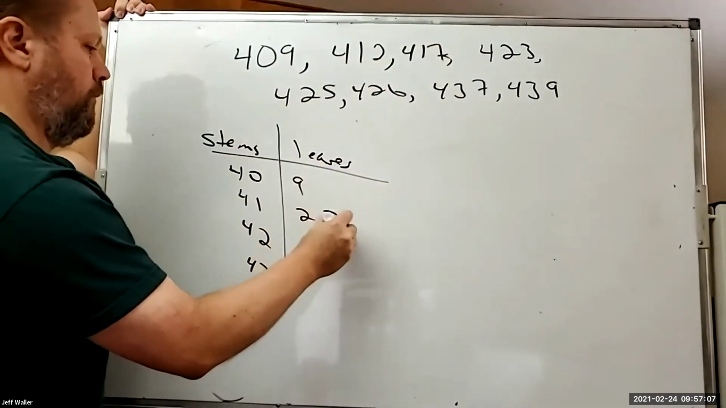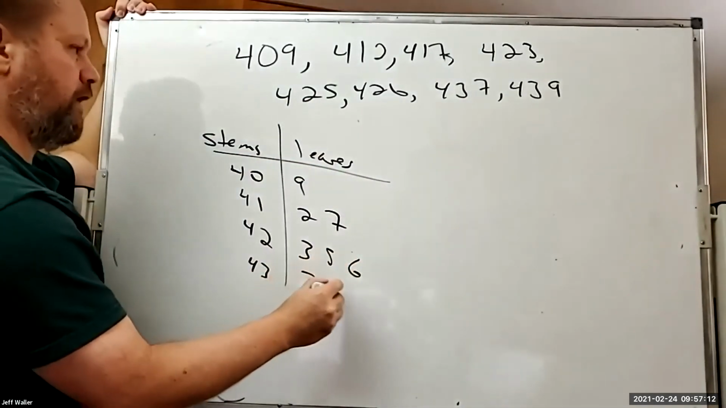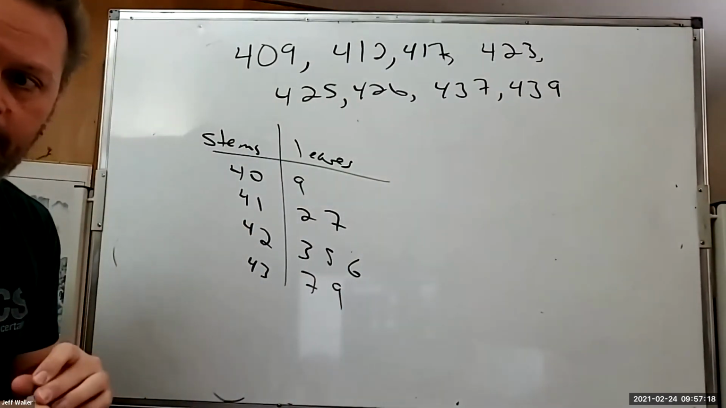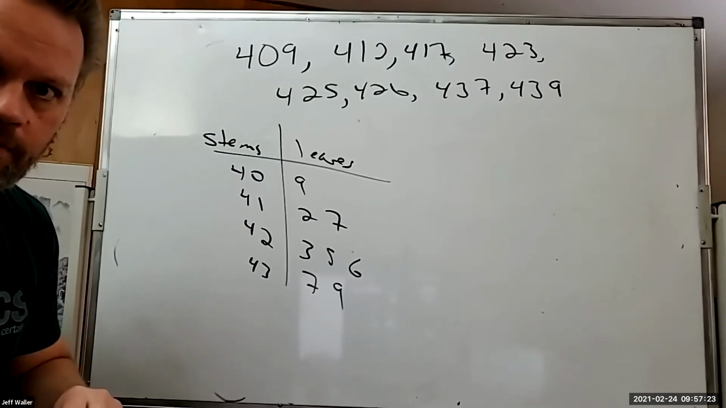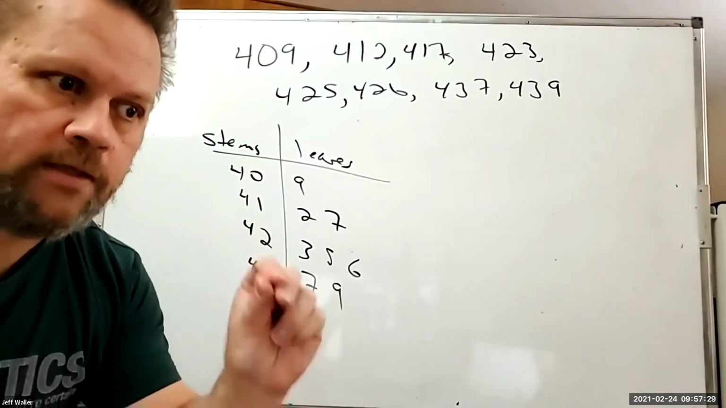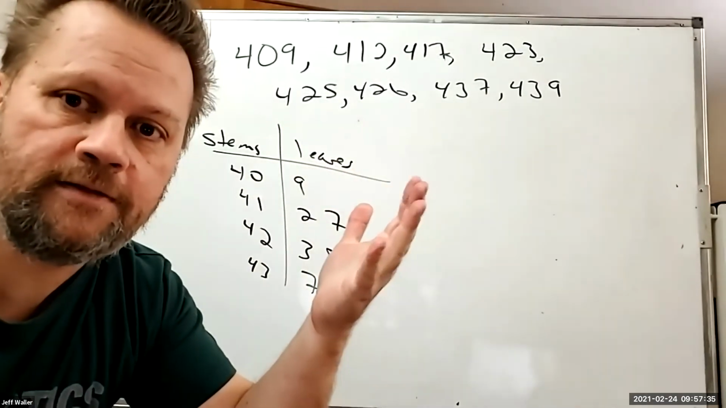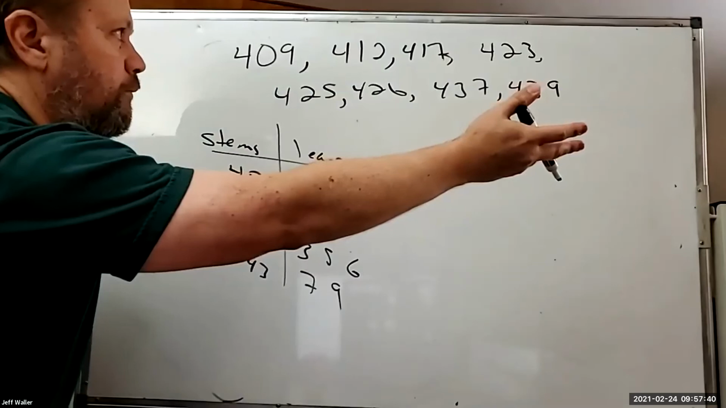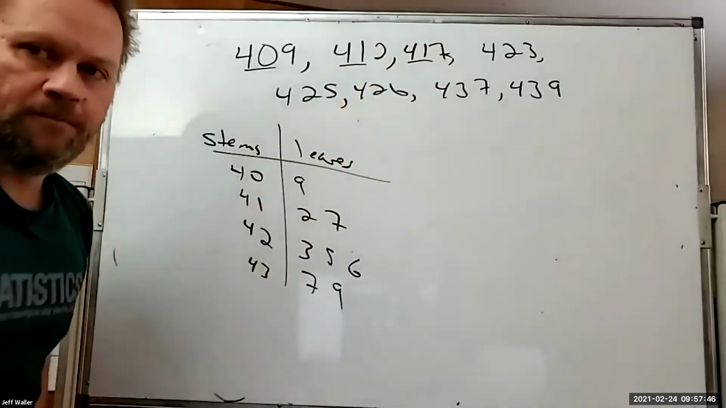412, 423, 425, 426, 437, 439. Now, let me stop for a minute. What I want you to realize is there isn't a standard way to pick what these are. You pick what these are based on what the data is, right? Why would I make them 4, 5, 6 when they only have 4s? That's dumb. So it would make sense that you make these the stems.